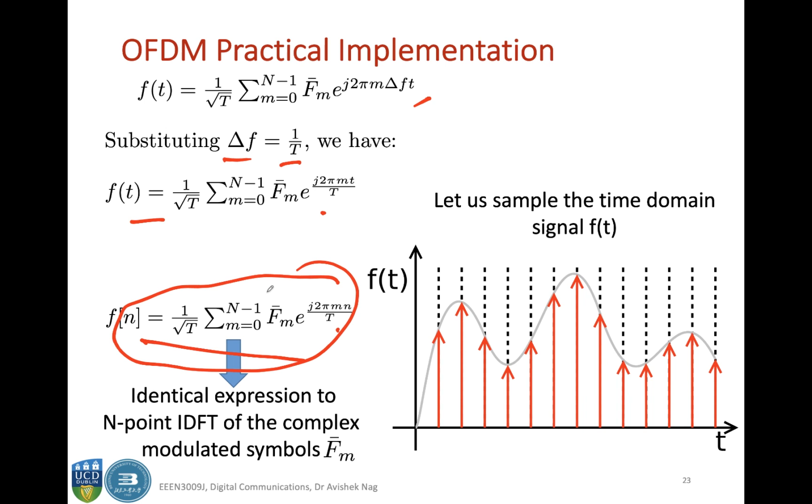So this small f[n] is one sample. Each sample is an identical expression to the N-point IDFT of the complex modulated symbols F_m bar. So here come some concepts of digital signal processing. This is a capital N-point IDFT, where capital N is the number of subcarriers.